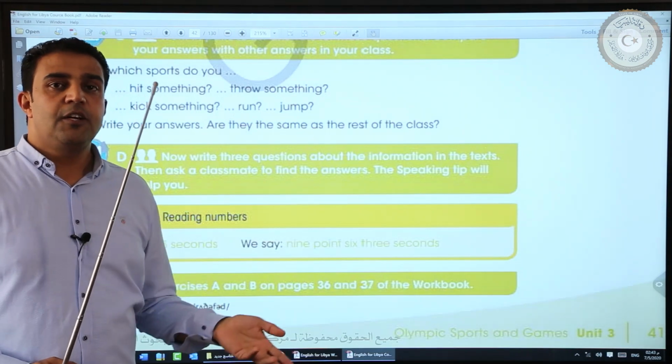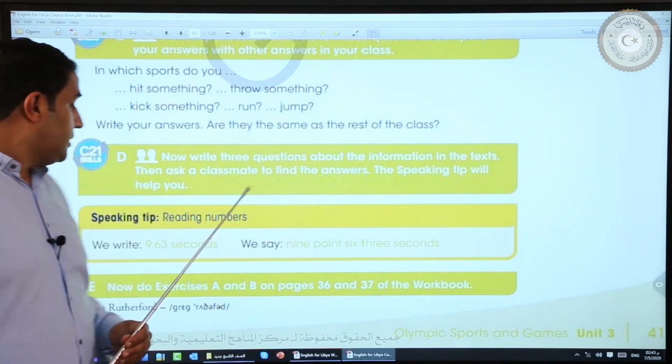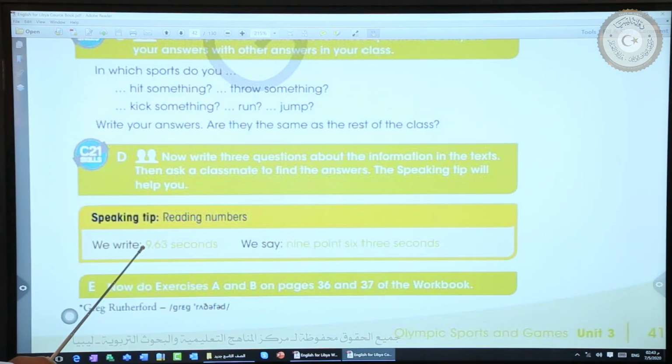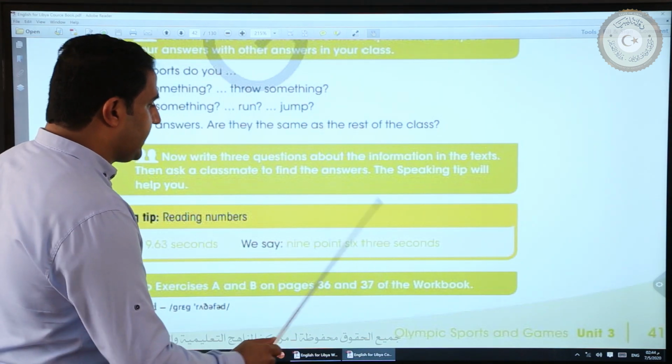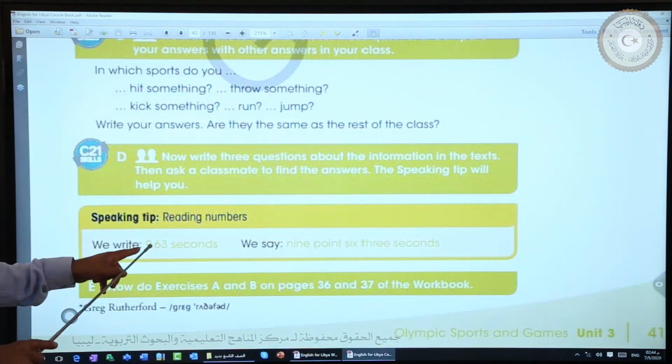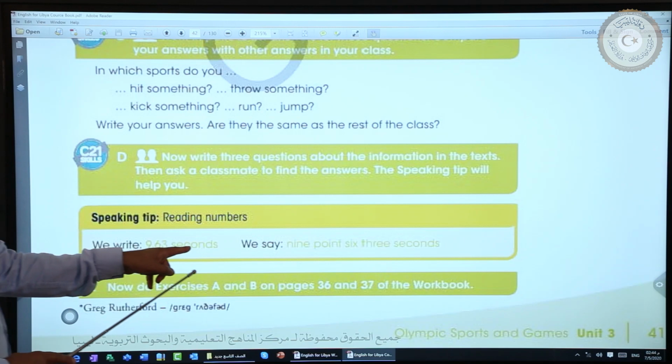There's a difference between reading the number and writing the number. So we write 9.63 seconds and we say 9.63 seconds. يعني هنا نكتبها زي توا 9.63 ثانية.